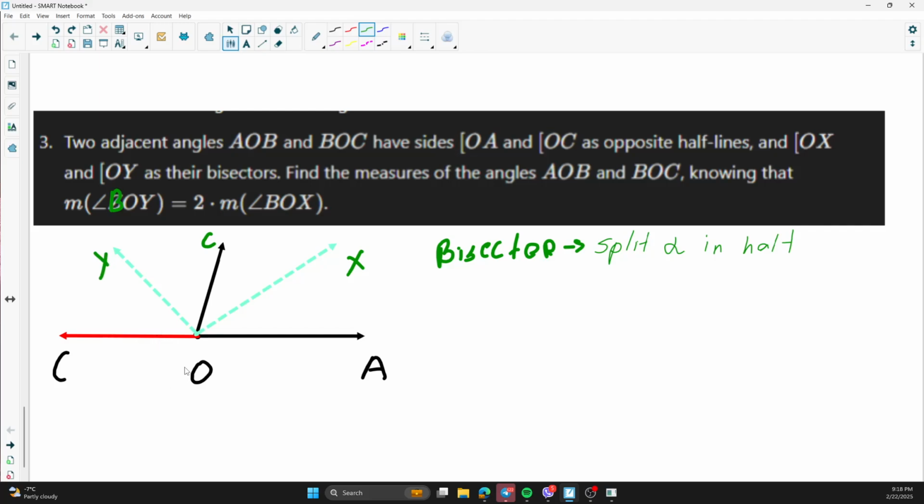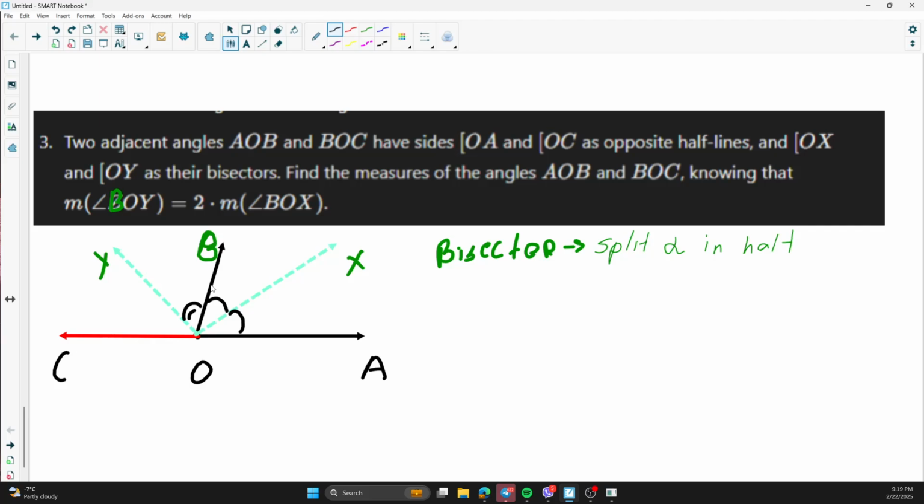Now read the problem again. The measure of BOY, so this angle from B to O to Y, equals two times BOX. Two times BOX is basically this entire angle, because here is one BOX and here's another BOX, because those are the same. They're just split. You understood?